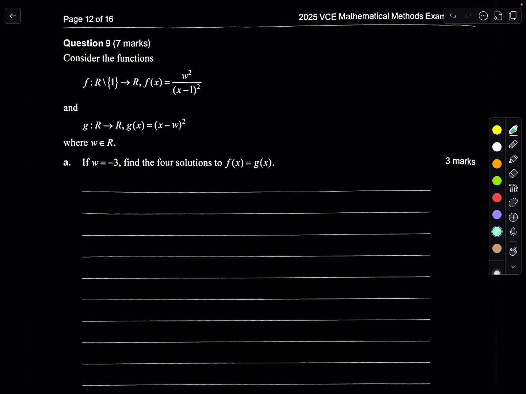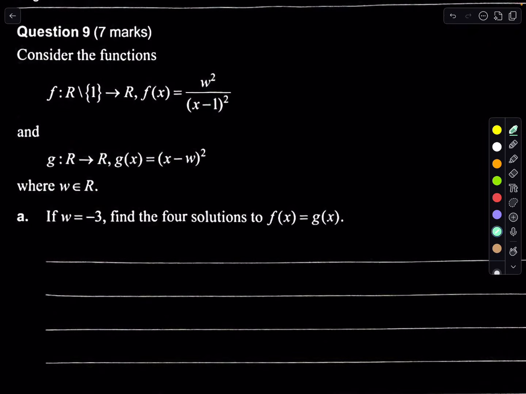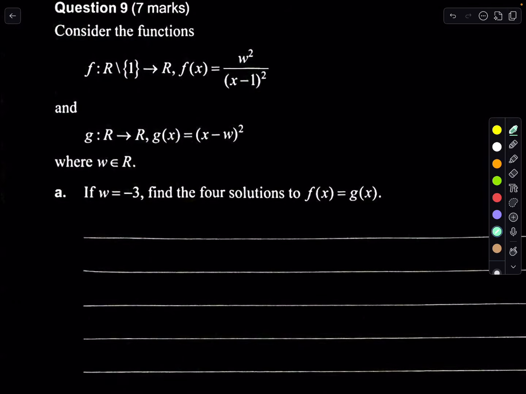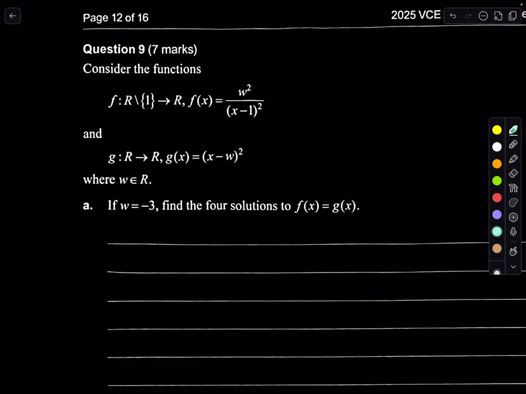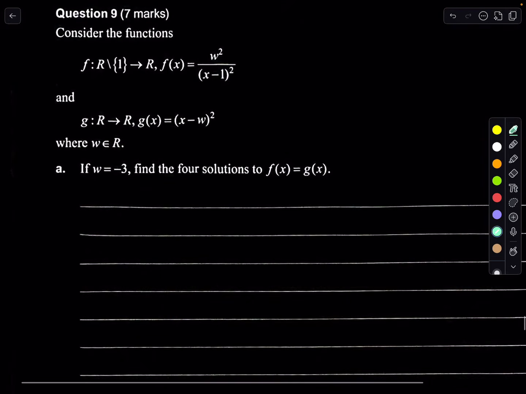Consider question 9. Consider the functions where f has a domain of all reals except 1, and you can see that this is actually a truncus. Beautiful. And then we have a domain for g, which has a domain of all reals, and it's a quadratic, where w is a real number. If w is equal to -3, find 4 solutions to f of x equals g of x. Easy. So what we're doing, legends, is just equating them.